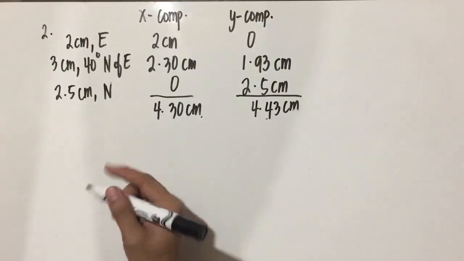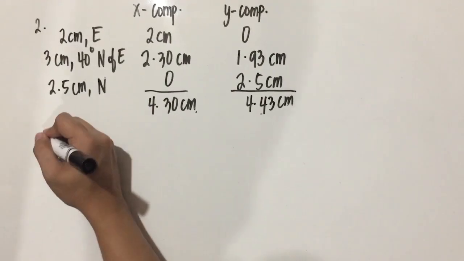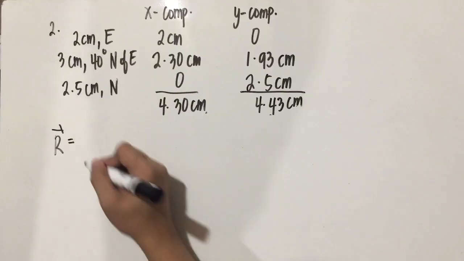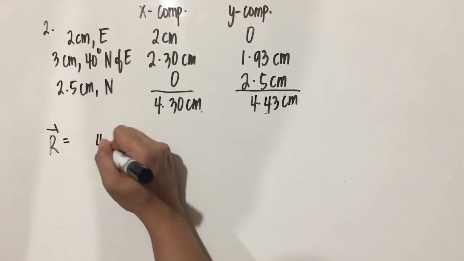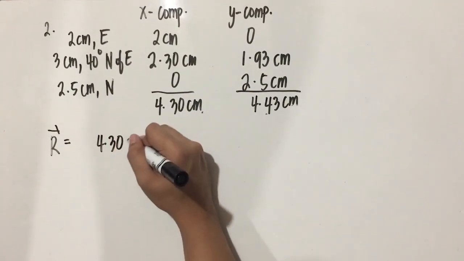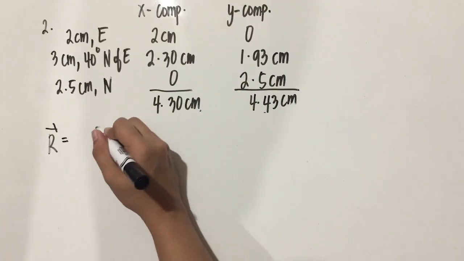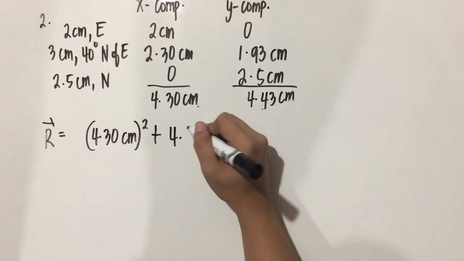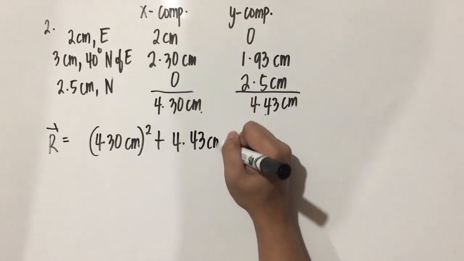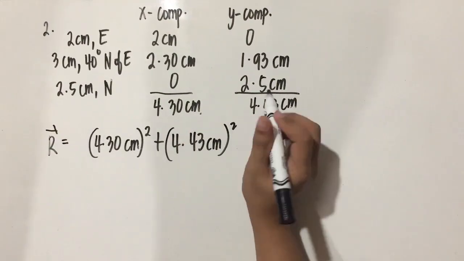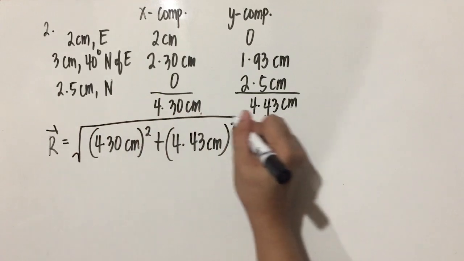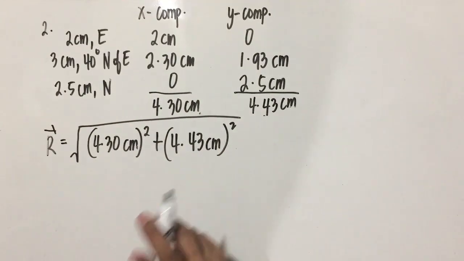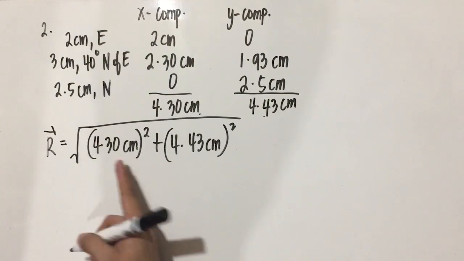Now let's continue our solution. So we have to use the summation of the x component and y component in order for us to get the magnitude of our resultant vector. So use the Pythagorean theorem. 4.30 centimeters, we have to square that. Add that to 4.43 centimeters. We have to also square this. Okay. So we have to add them and then get the square root of it.